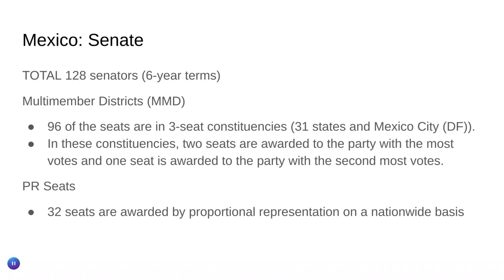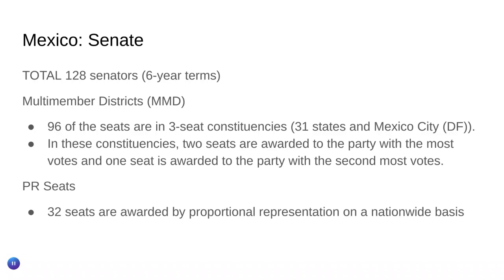And how are they chosen? The first 2 seats for each state are awarded to the party that got the highest votes. The third seat, interestingly, is given to the party with the second highest votes. And then they've set aside 32 seats in the Senate that are assigned by proportional representation on a nationwide basis. So 32 seats are set aside for proportional representation. Those are pooled votes from the whole country, not by state.